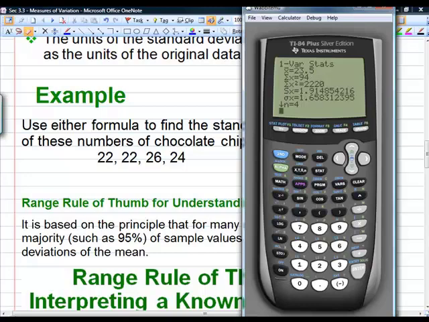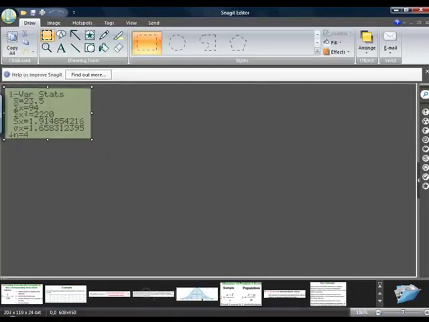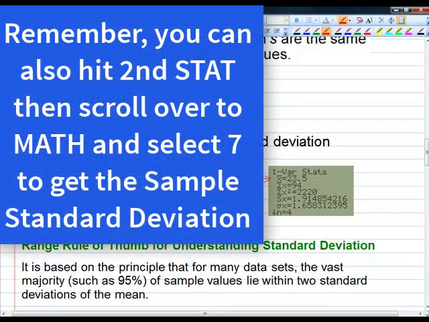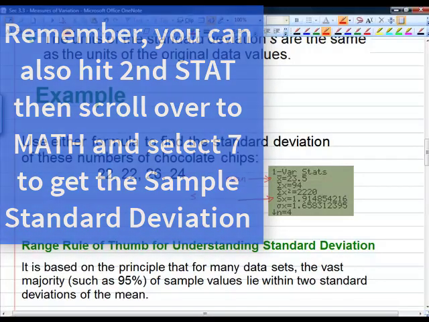We go out to 1 decimal place more than our original data. Since we were using whole numbers here to measure the chips, we can go out to 1 decimal place. So there's your mean, and this number right here, the SX, is the sample standard deviation.